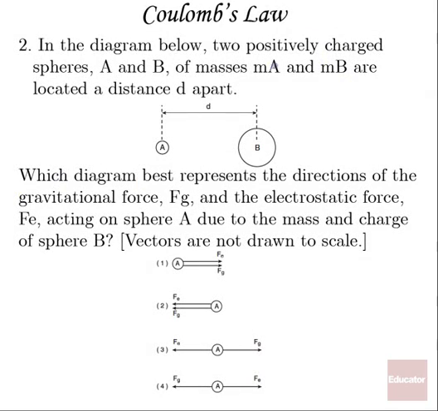Number 2, in the diagram below, we have two positively charged spheres, A and B, of masses MA and MB, and they're located a distance d apart. Which diagram best represents the directions of the gravitational force, Fg, and the electrostatic force, Fe, acting on sphere A due to the mass and charge of sphere B? Well, A is going to feel an attractive force to B due to gravity. Gravity only attracts, but because they're both positive, it's going to be repelled due to the electrostatic force, the Coulombic force, Fe. So the answer that shows this best is number 3.